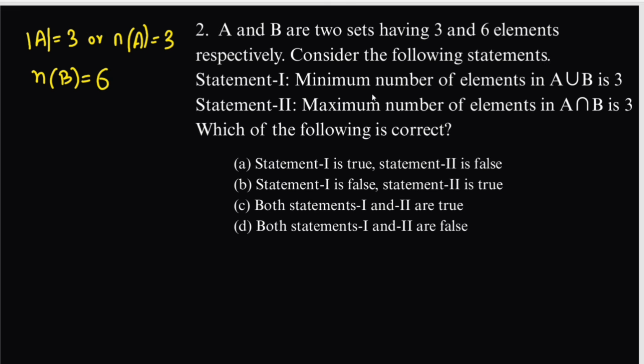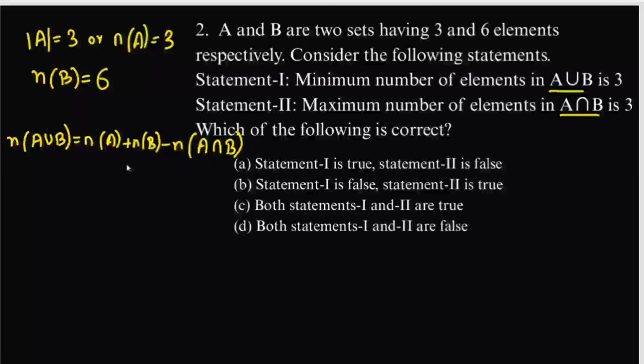Now, what is asked? They have asked me to find the minimum number of elements in A union B and A intersection B. We have a formula which relates union and intersection. What is that formula? Cardinality of A union B is equal to cardinality of A plus cardinality of B minus cardinality of A intersection B. This is the formula. So based on this, we are finding out whether statement 1 and statement 2 are true or false. Always remember, cardinality of A union B is depending on the A intersection B cardinality.